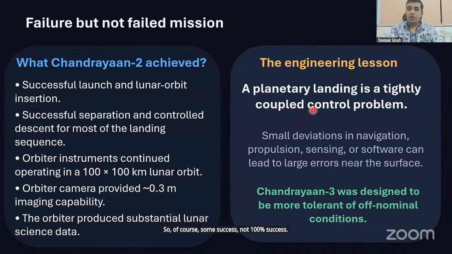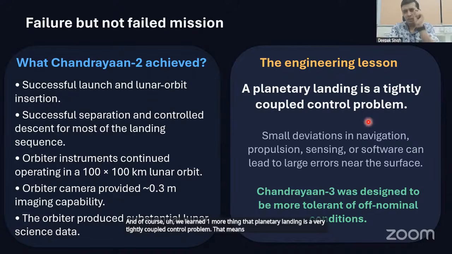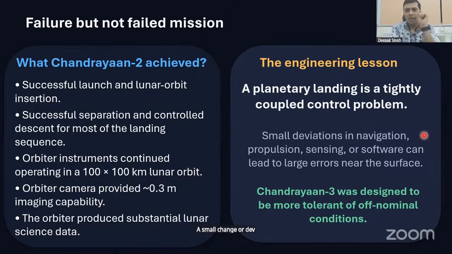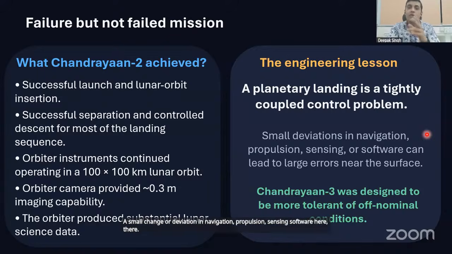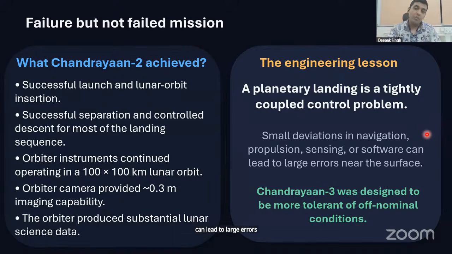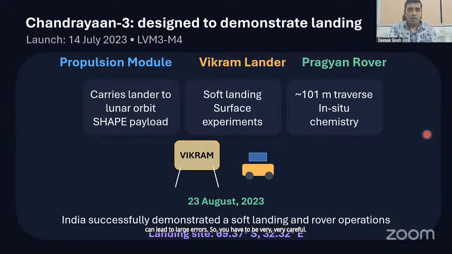And of course, we learned one more thing, that planetary landing is a very tightly coupled control problem. That means a small change or deviation in navigation, propulsion, sensing, or software can lead to large errors. So you have to be very, very careful. So we designed Chandrayaan 3. We sent it on a different rocket, LVM, and this was successful.